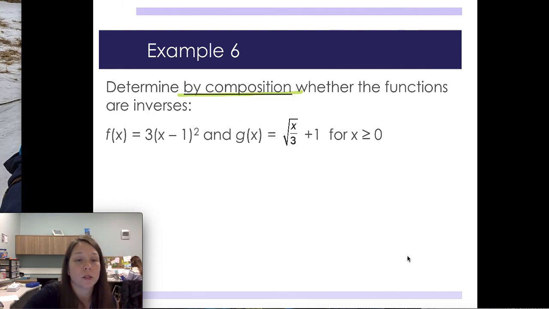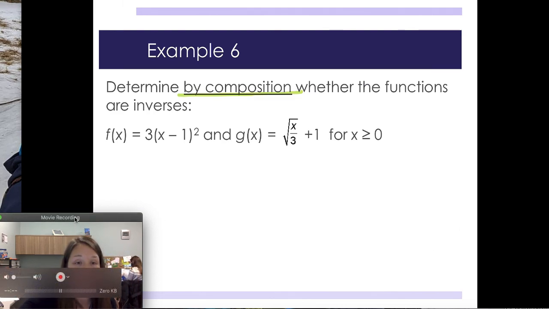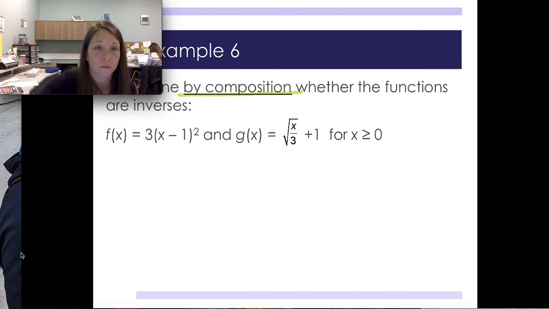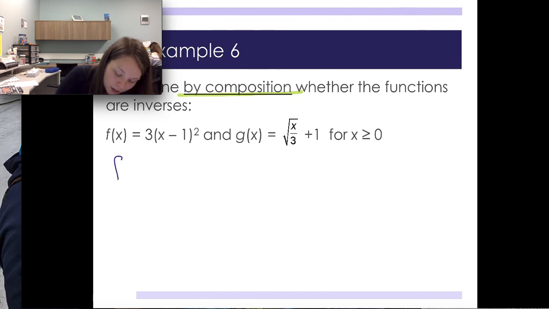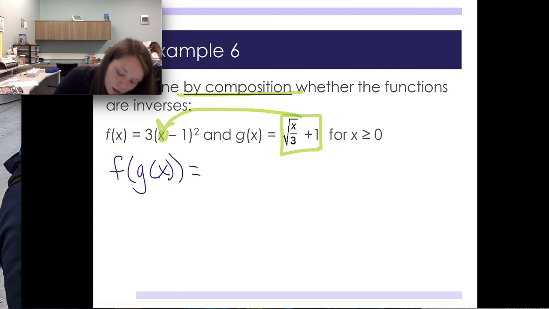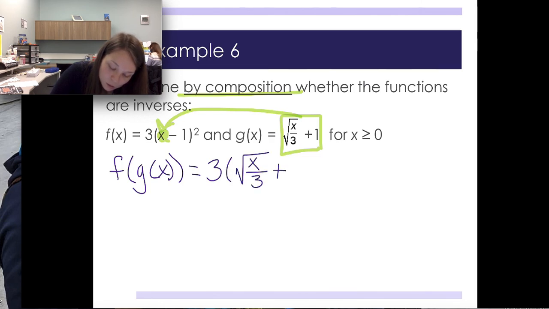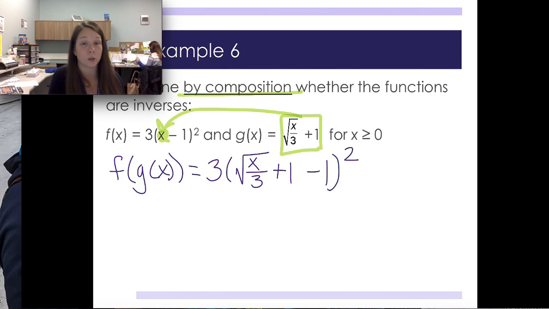So the first thing I'm going to do is find f of g of x. So I'm going to take this entire function g and substitute it into my x variable in the first equation. So 3 parentheses, instead of x, I'm going to write in function g, square root of x over 3 plus 1, finishing writing the rest of function f, minus 1 and squared.